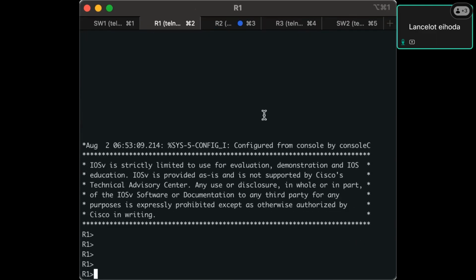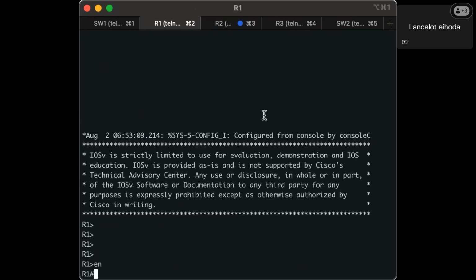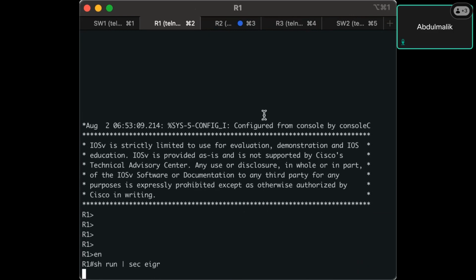So what was the first thing we're supposed to do? Establish unicast. R1 should be configured to use unicast to establish an EIGRP adjacency with R2.